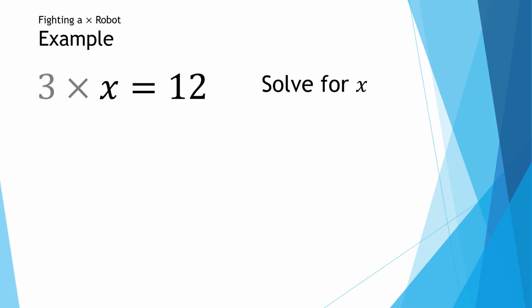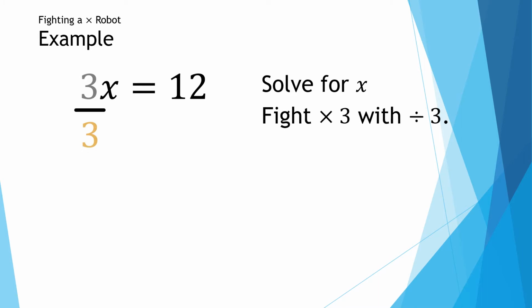Now, what we're going to do is we got 3 times x equals 12. Now, do we usually write it 3 times x? No. How do we usually write it? 3 dot x. We can use that. Or my favorite is juxtaposition. Good. Juxtaposition. 3x equals 12. How do we fight a times 3 robot? With a divide 3 robot.